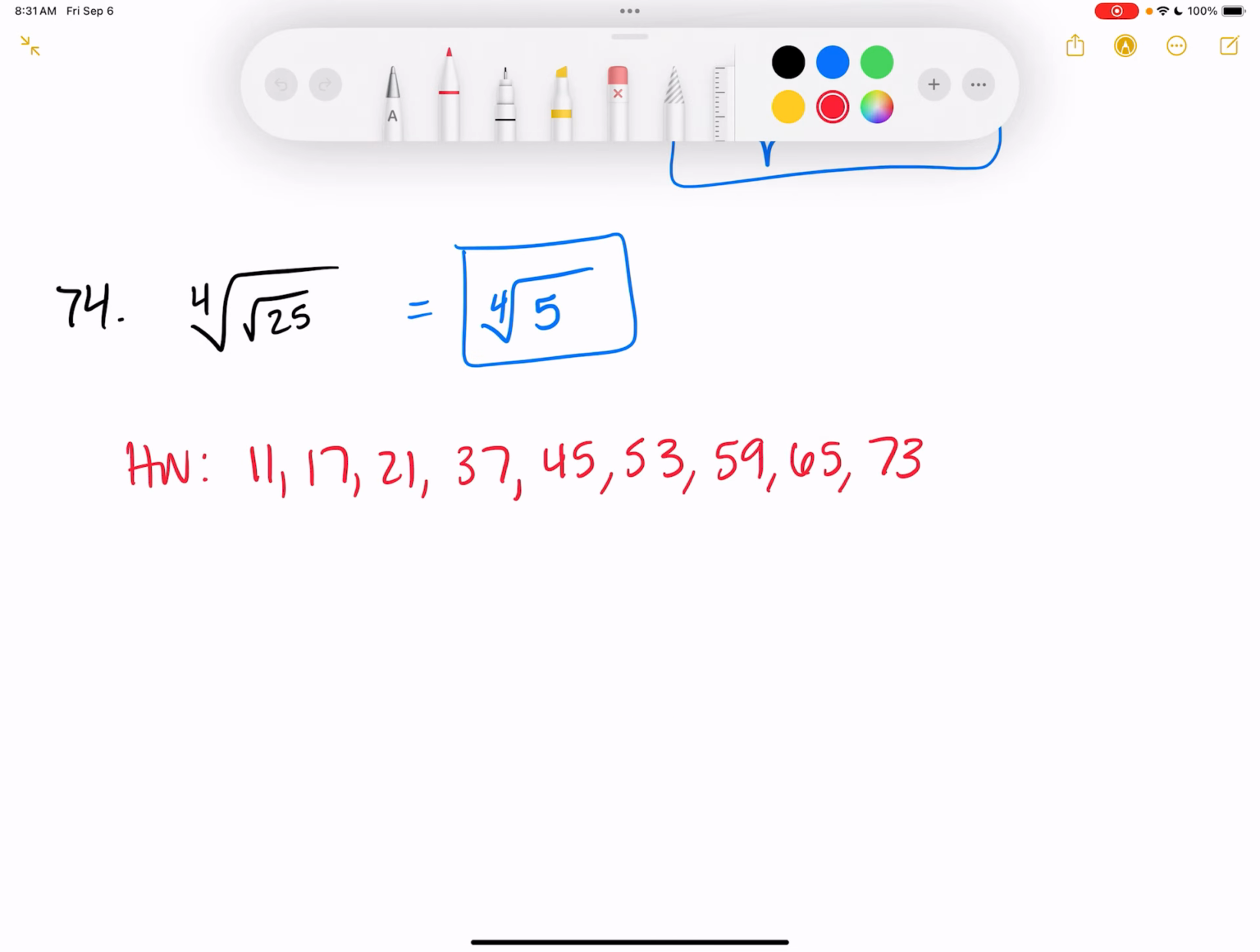All right, so we left off at perform the indicated operations, assume all variables are positive real numbers. So these could be multiplying, dividing, adding, subtracting, whatever the case is. So we're going to start out with one that's adding and subtracting. Number 78, I have 4 times the square root of 18k minus the square root of 72k plus the square root of 50k.